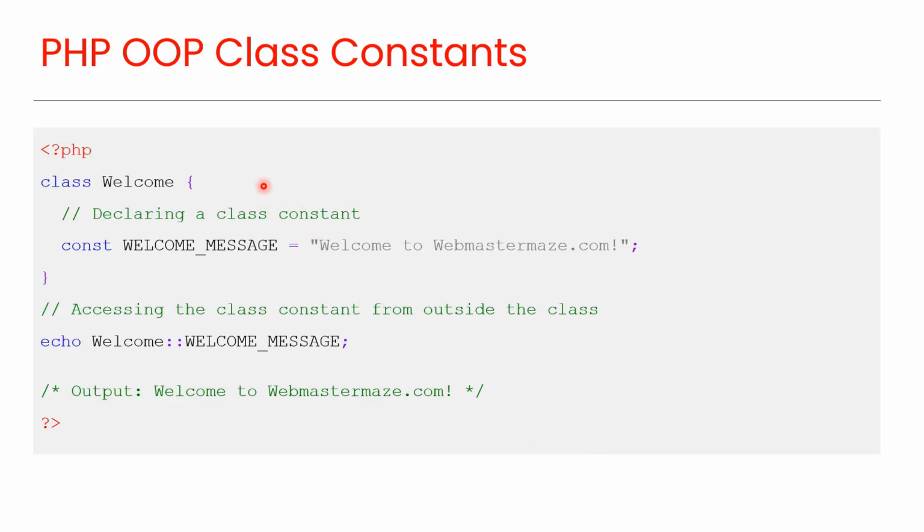In this example, the Welcome class has a constant WELCOME_MESSAGE with a value of "Welcome to webmastermaze.com". To access this constant from outside this class, we need to use the class name followed by the scope resolution operator and then the constant's name. And you can see the output here.